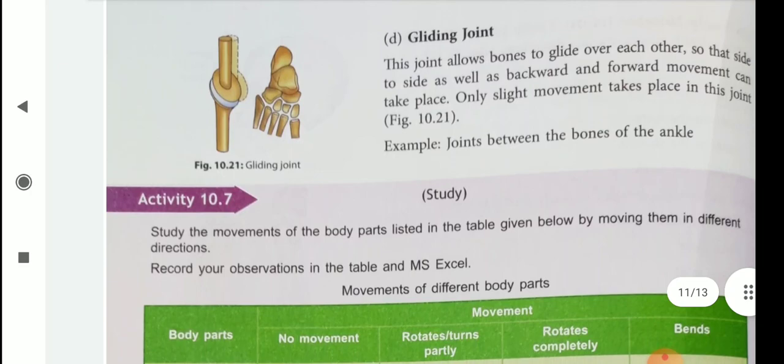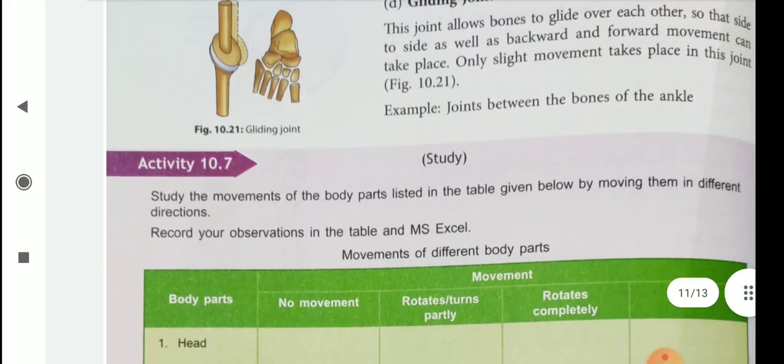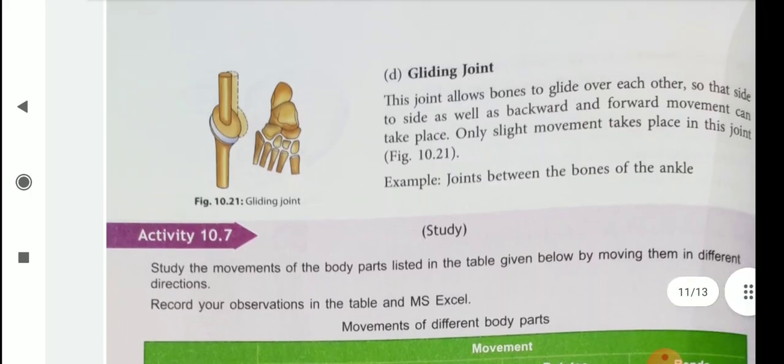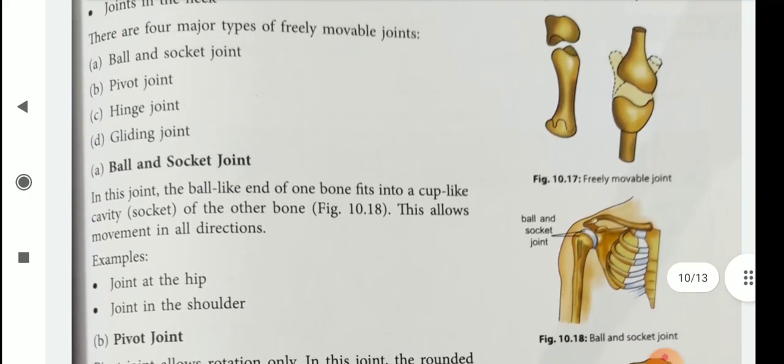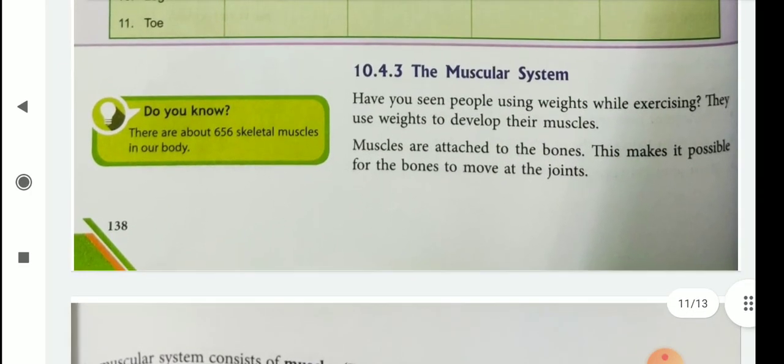Then the last one is the gliding joint. The joint allows bones to glide over each other, so that side to side as well as backward and forward movement can take place. Only slight movement takes place in this joint. For example, joints between the bones of the ankle. So these are the four types of joints: ball and socket joint, pivot joint, hinge joint and gliding joint. Then, children, we come to the muscular system.